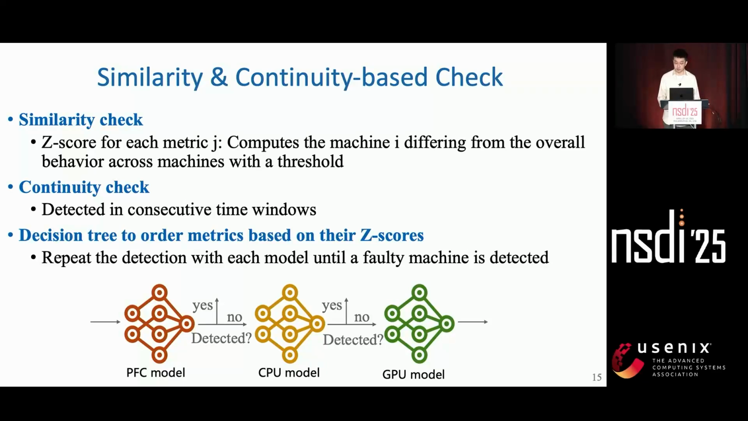One important thing here is the metric prioritization. Minder calculates the maximum z-score of a metric across all machines and maintains a decision tree on metric selection. I'll bypass the decision tree part here in the talk, and please check our paper for more details.